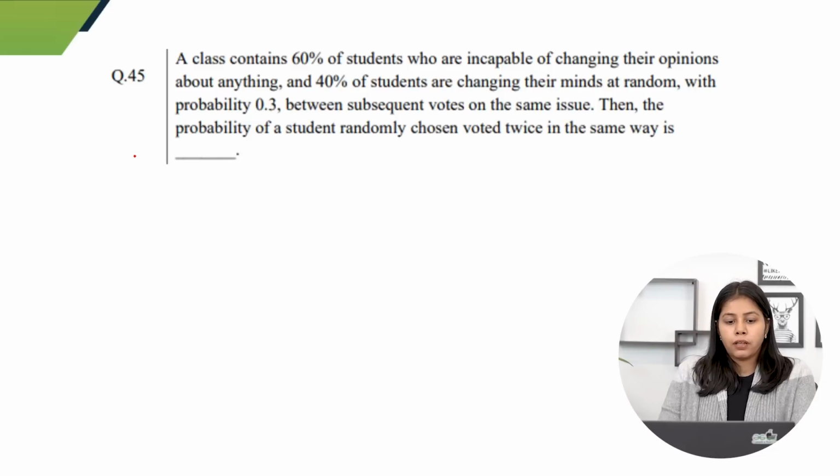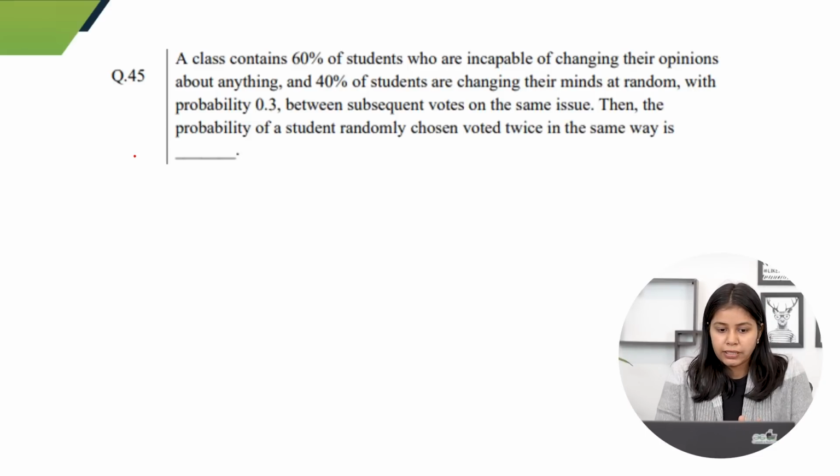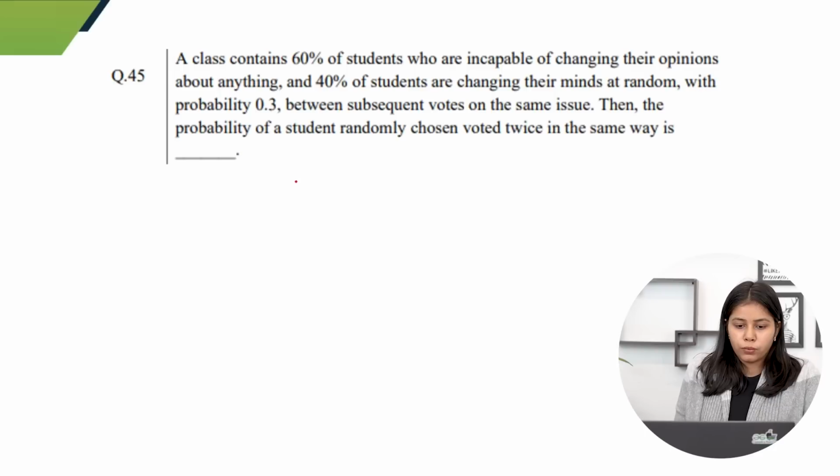Okay. Now, the next question we have is on probability. It says that a class contains 60% of students who are incapable of changing their opinions about anything, and 40% of students are changing their minds at random, with probability 0.3 between subsequent votes on the same issue. So getting the same vote on the same issue would be 0.3. Then we have to find the probability that a randomly chosen student voted twice in the same way. For that we have to use the law of total probability. So I'll show you how we use the law of total probability.